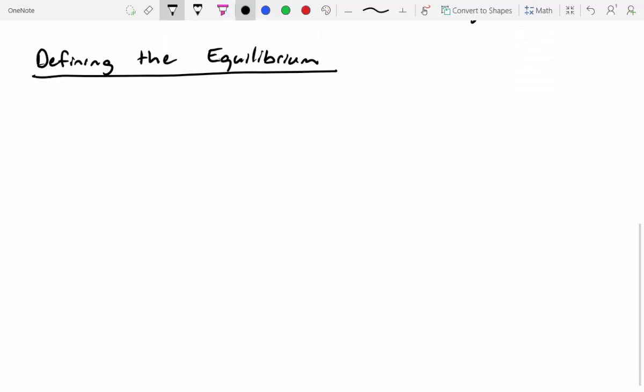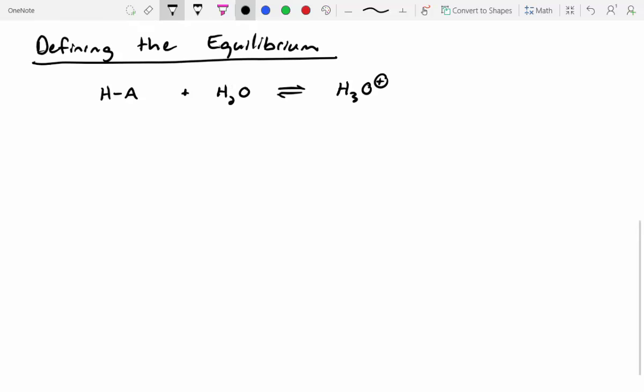So the first thing we need to do is define this equilibrium, and like I said, we've got usually an acid in solution with water. That means we throw in some equilibrium arrows and we'd say, all right, if we've got an acid in water, we're going to form the hydronium ion, and then we're going to form our conjugate base, right?